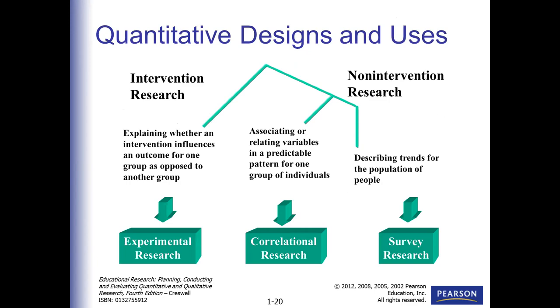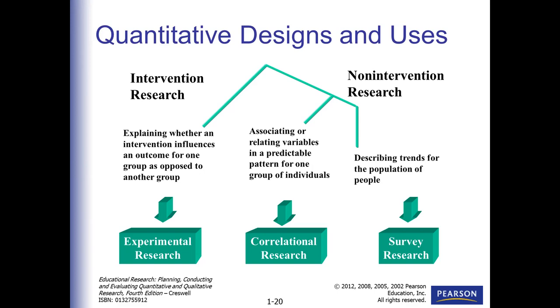This might be the last topic of the lecture today, because I don't want to burden you. Quantitative designs and uses: we have intervention and non-intervention. Intervention means when you're working on an experiment. Science students, you're always going to work on an experiment and you will have an intervention group, an experimental group, where you work with different formulas, mixing up chemicals, and then you can see if this works for that or not.